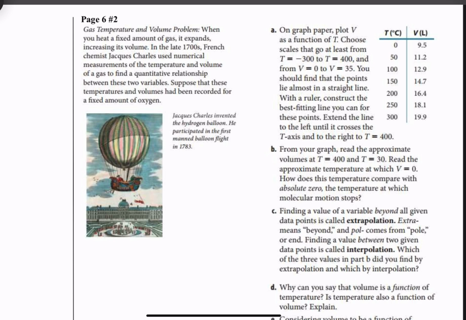In the late 1700s, French chemist, I'll call him Jacques Charles, used numerical measurements of the temperature and volume of a gas to find a quantitative relationship between these two variables. Suppose that these temperatures and volumes have been recorded for a fixed amount of oxygen. And I can see the numerical representation of this data over here in this table. So we're going to end up using that.